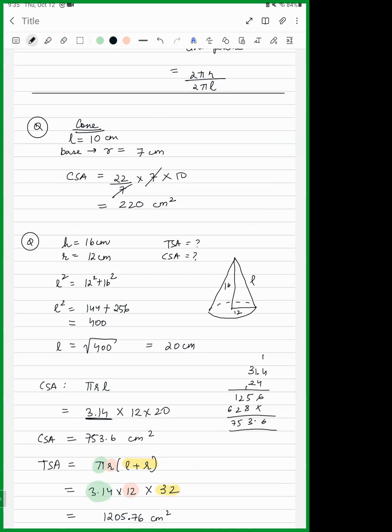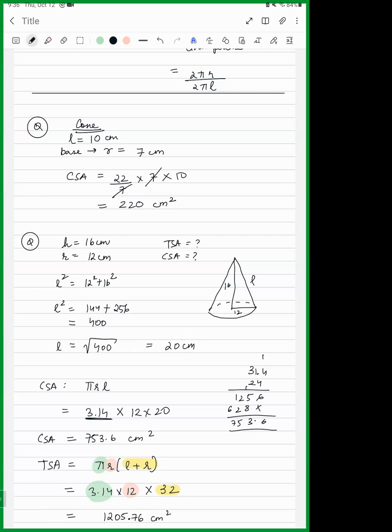So what will be the radius? R is equal to D by 2, and that will be 5.25, right? Just a minute. Then, ma'am, similarly you can find it, and the final answer is 165 centimeter square. Let me just check. Yeah, it is 165 centimeter square.